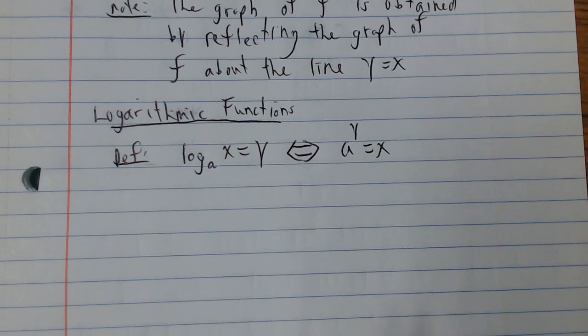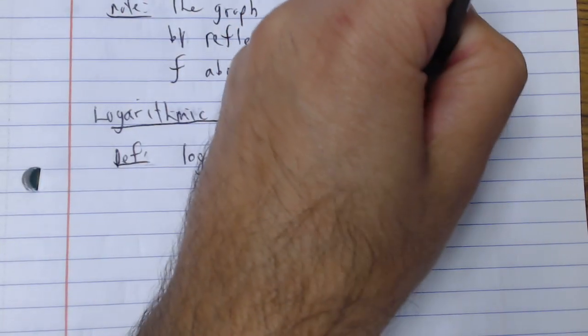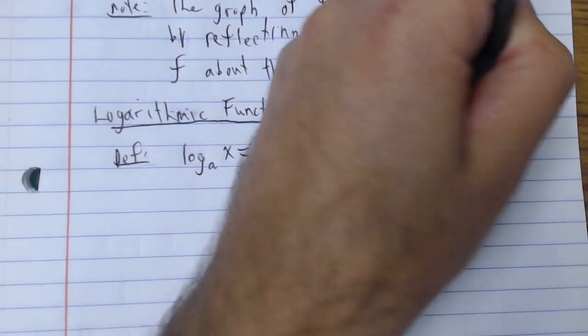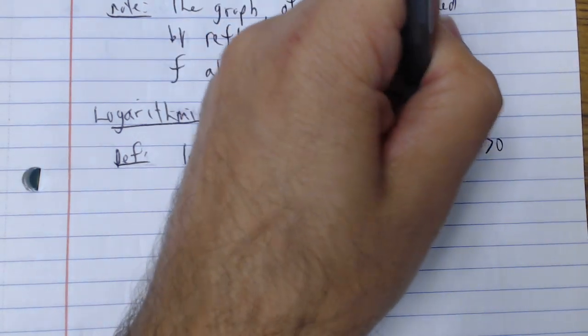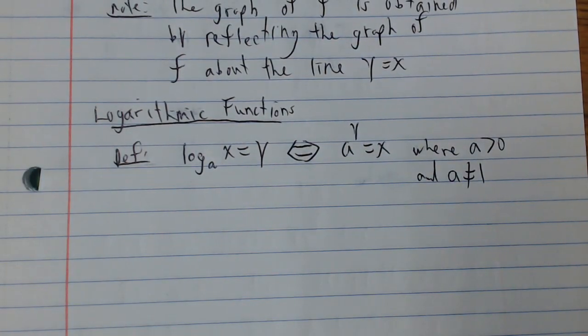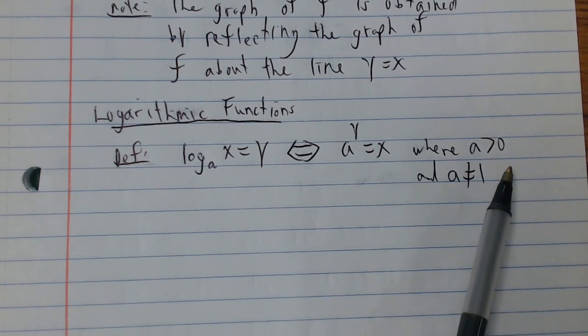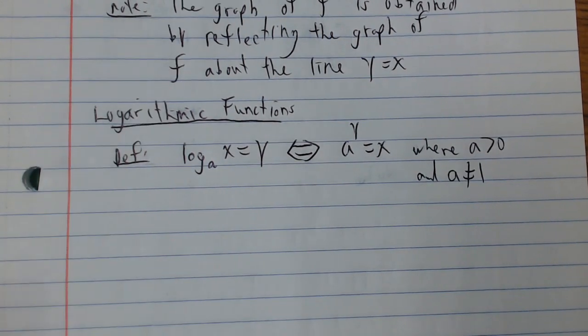One other comment I want to make is that a has to be a positive number and a can't equal 1. Those are the standards here. We get into problems if a is a negative number or 0.